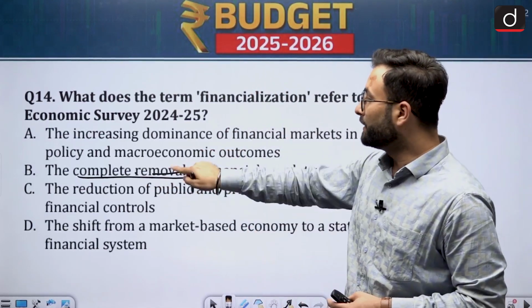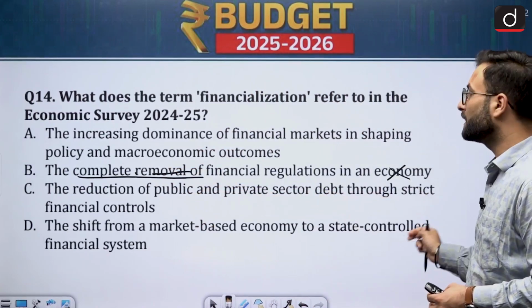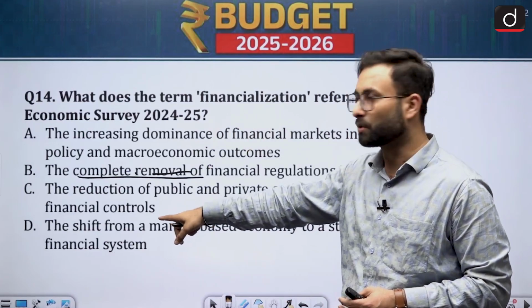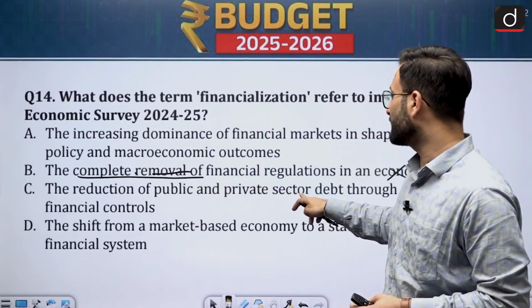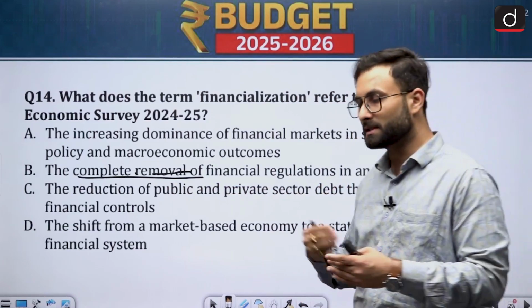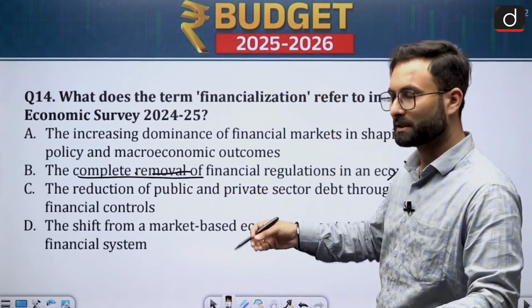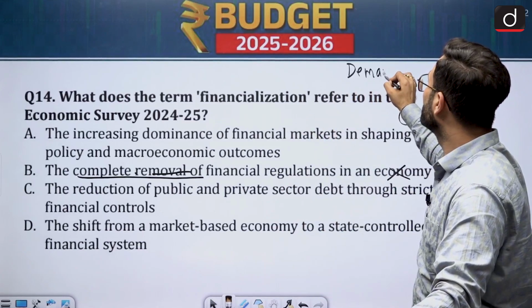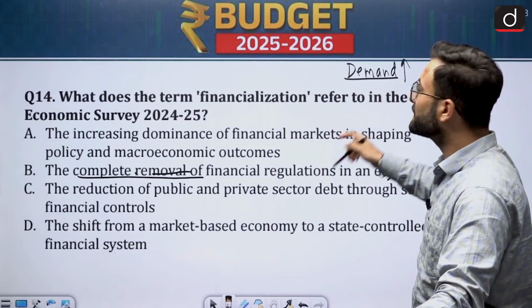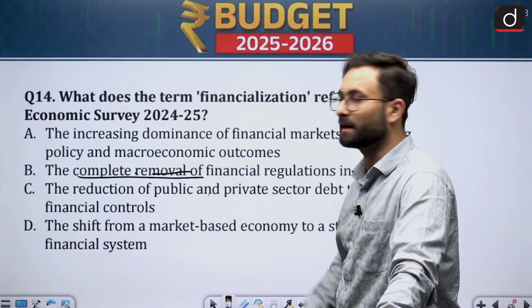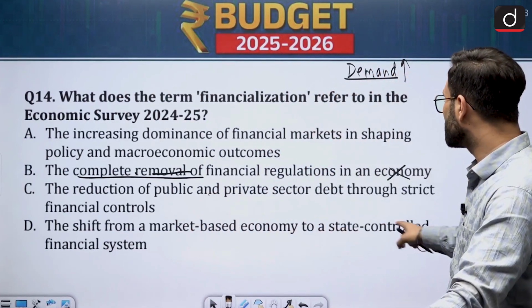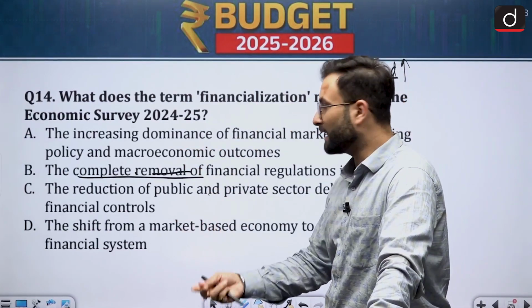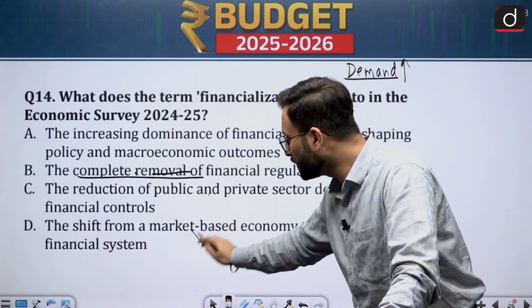Coming to this third one, the reduction of public and private sector debt through strict financial control. Okay, so they are talking about financialization and not financial control. Second thing is reduction of public and private sector debt. We are talking about increasing the debt, because right now when we talk about the economic survey, or when we talk about the budget, we are saying that the demand should be increased. So obviously, if that is the case, then there are high chances that the survey will not be talking about something like that. Okay, the shift from market-based economy to state-controlled economy. Financialization has to do with finance and nothing to do with ownership. Okay, so that is also not correct.